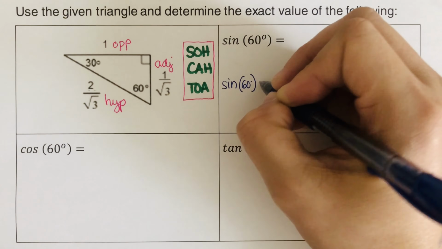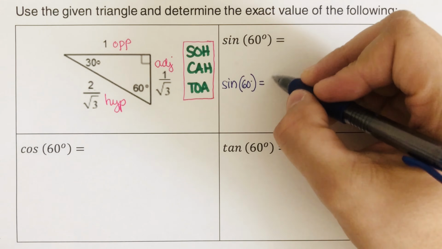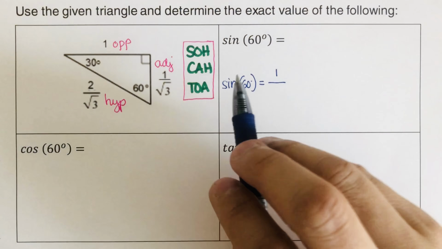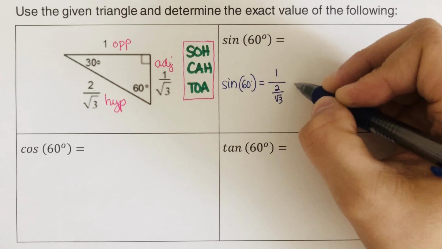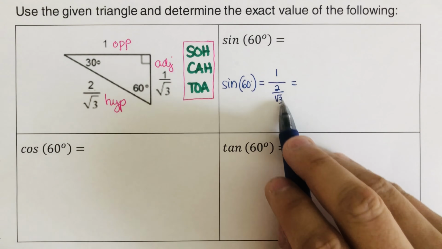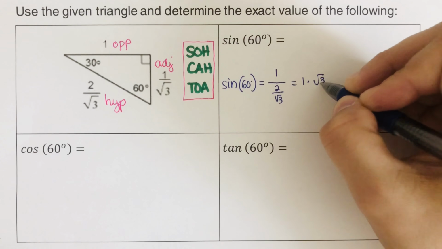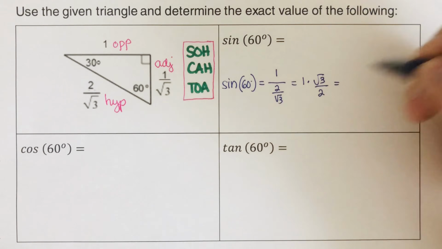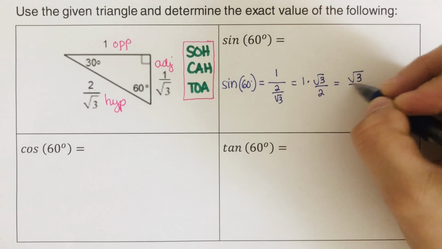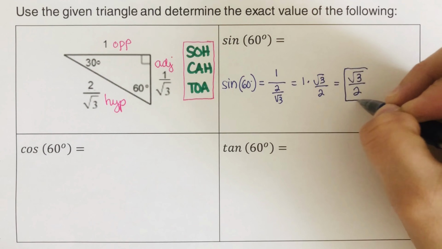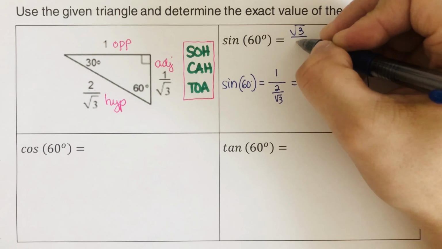degrees is equal to, so opposite, what's the opposite here? 1 over the hypotenuse, which is 2 over square root of 3. Again, we flip the bottom and multiply across. So that's 1 times square root of 3 over 2. So then our final answer here is 1 times square root of 3 is square root of 3 over 2 is our sine 60 degrees. So square root of 3 over 2.